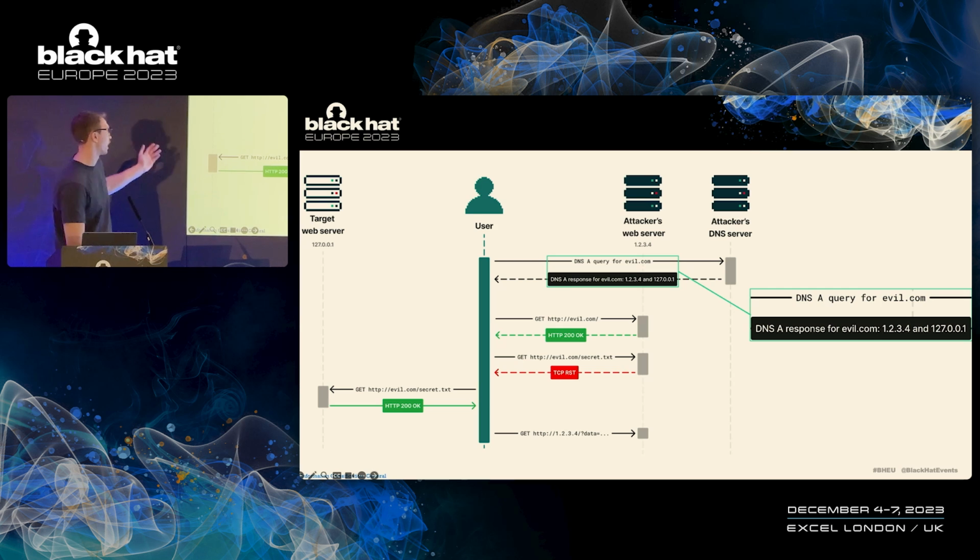So let's look at how that goes again. Again, user loads up http://evil.com in their browser. We get a DNS lookup, and we return both our public IP address and the private target web server's IP address. So we're switching to localhost as the private IP address now.